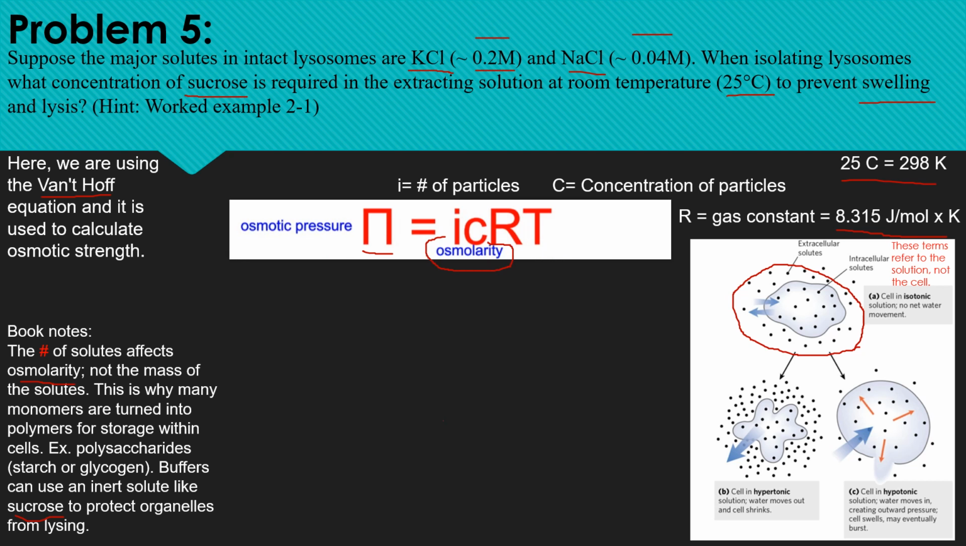Okay, so let's go ahead and start writing the problem down. Since we know that we're looking at an isotonic cell and buffer like ratio, then we know that the osmotic pressure of sucrose is equal to the osmotic pressure of the lysosome. Okay, so now we set up the problem.